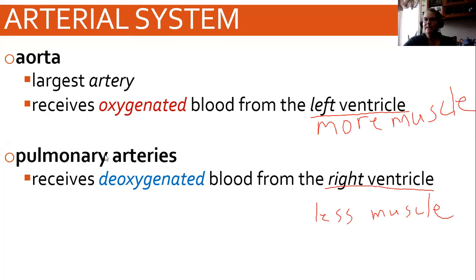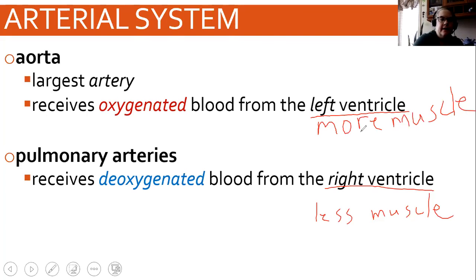So there's less muscle in the right ventricle, so it's not going to pump as much, which means our pulmonary arteries will have less pressure. Okay. All right. Any questions about that? Okay, so those are two of the arteries that you guys must know, aorta and pulmonary, but we have a couple other ones that I'm going to ask you guys to memorize as well.